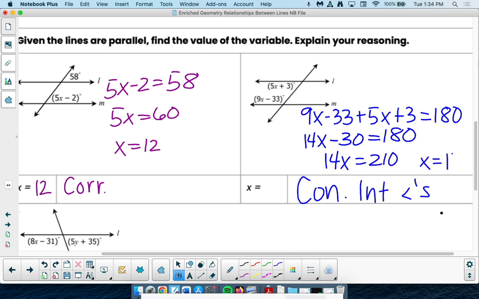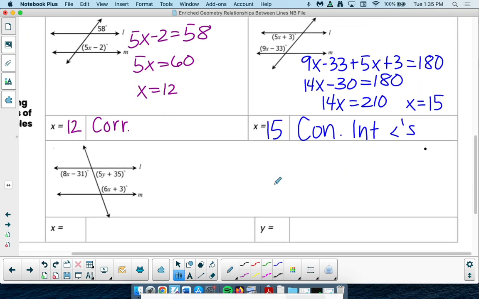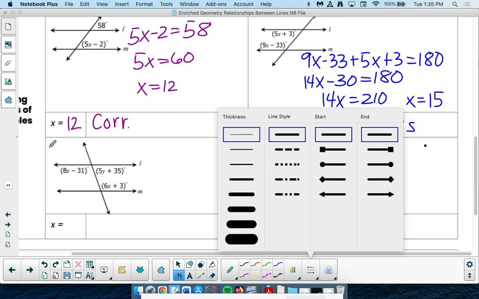Did you guys get 17? 15. I got 15. Good. Me too. Did you say we get 15 or 17? I did. Just making sure you guys are paying attention. If you got 17, you did it wrong. Don't do it wrong. Push for my best. Mistakes happen all the time.